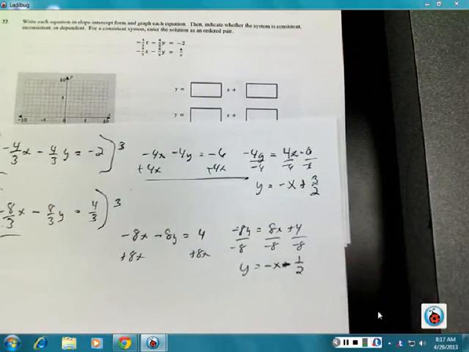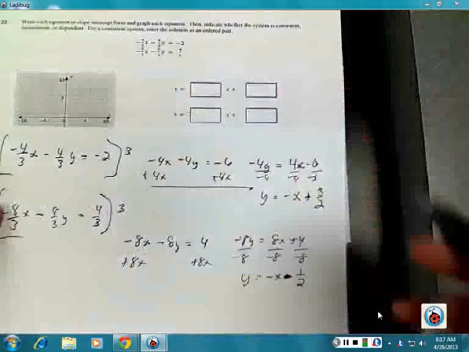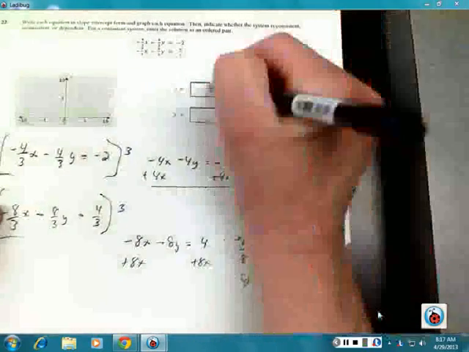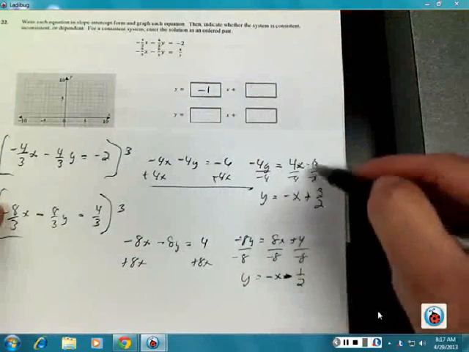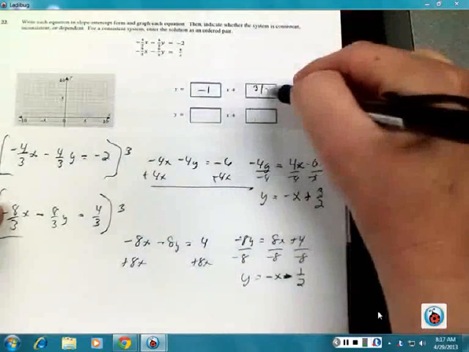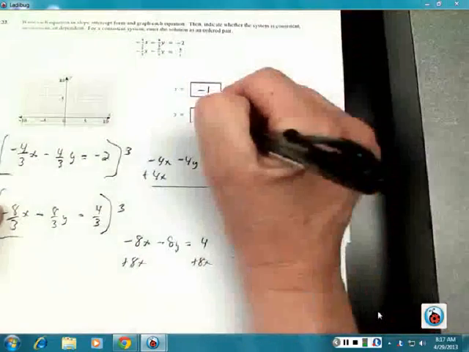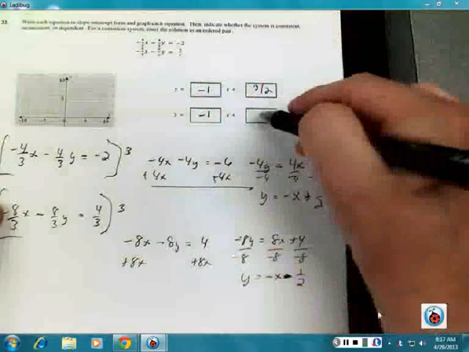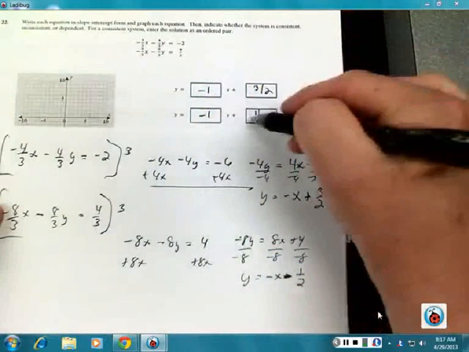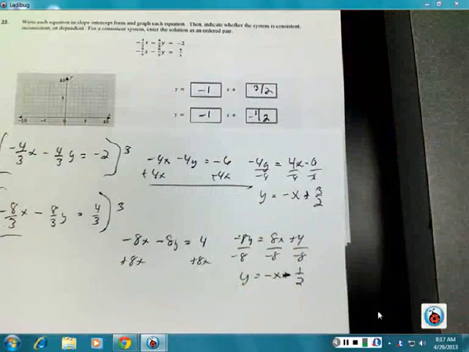Okay, so that fills this piece in. So I have negative 1, and I have 3 halves. And in the bottom one, I have negative 1, and I have negative 1 half. So when I graph that, what do you think is going to happen? If I plot it in there, what's going to happen to those two? They're parallel. Yep. They're going to be parallel to each other.